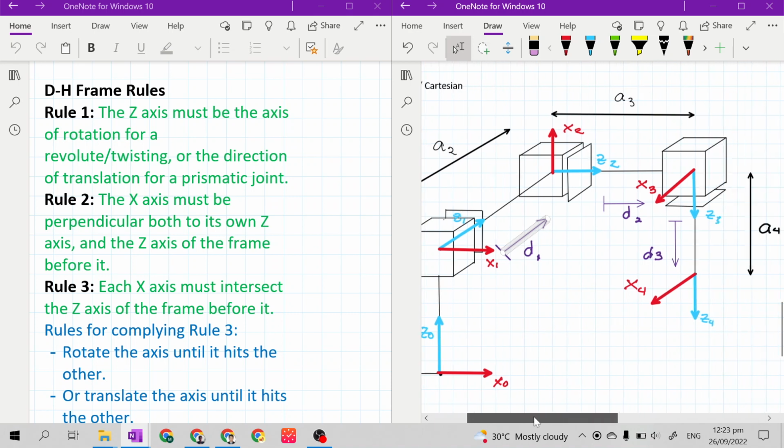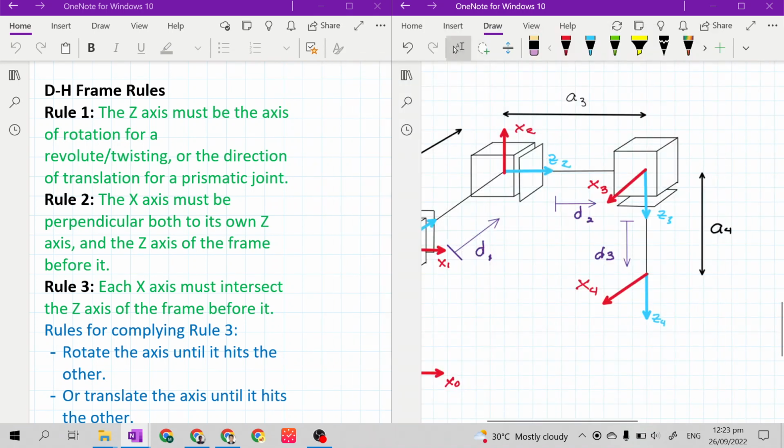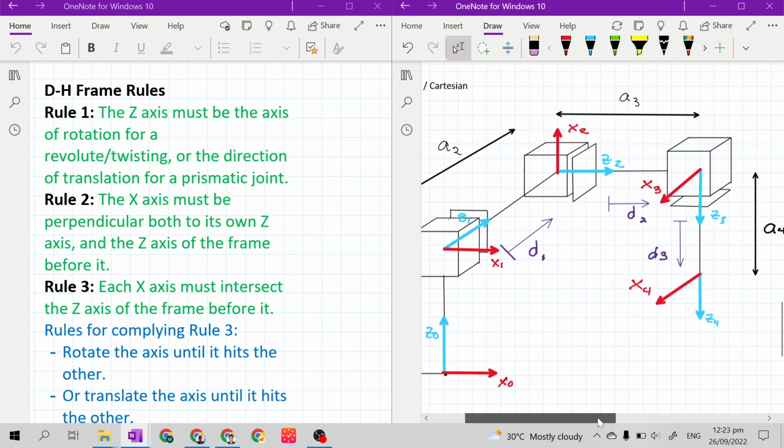Next is x sub 3. Okay, let's fix this. It's not at the center. Okay. So if we extend z sub 2, it will intersect with x sub 3. Okay. So x sub 3 is compliant. Next, z sub 3 to x sub 4. If we extend z sub 3, it will intersect with x sub 4. Okay. So also x sub 4 is compliant to rule 3. So let's leave them like that.